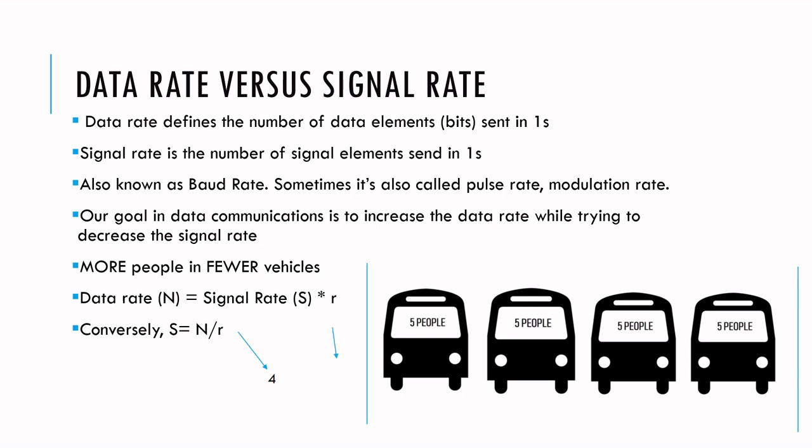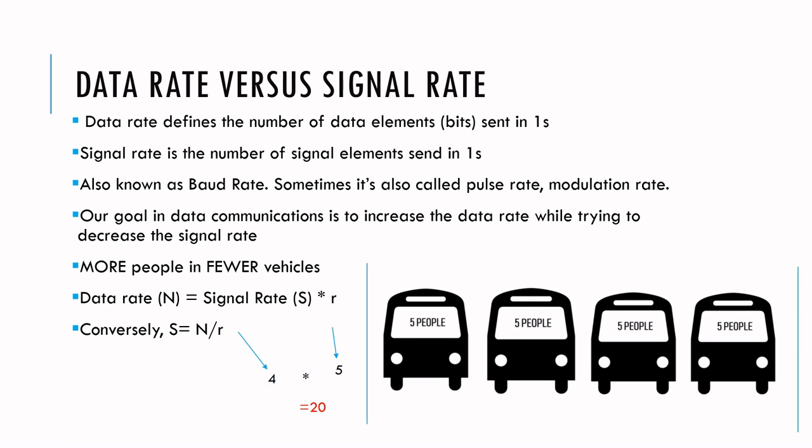So if we try to do the ratio of data element to signal element, there are 5 data elements being sent per signal element. So the ratio is 5. Then the data rate would be 5 times 4, that's 20.